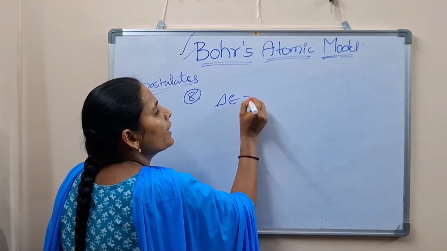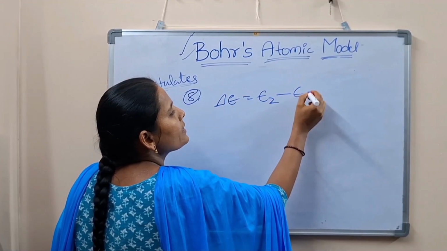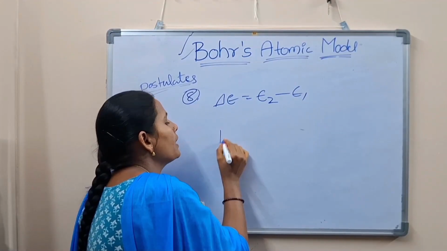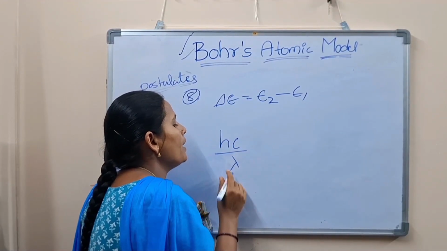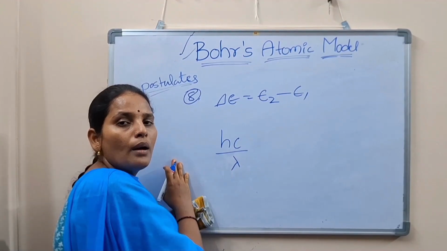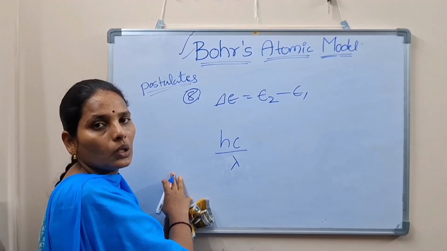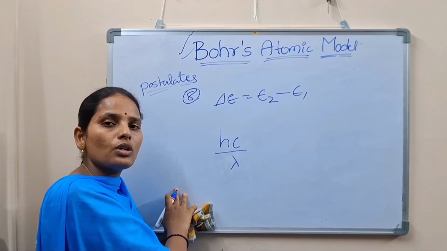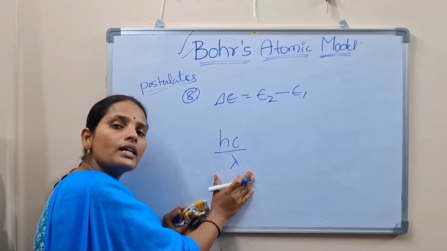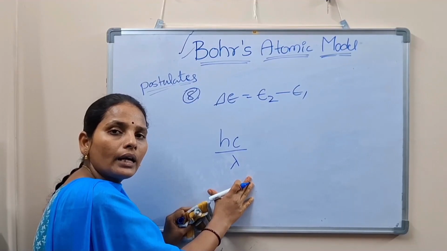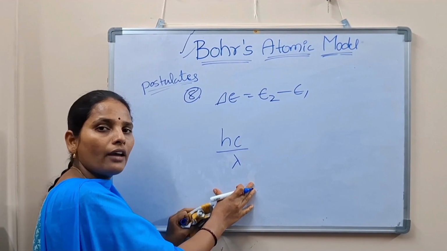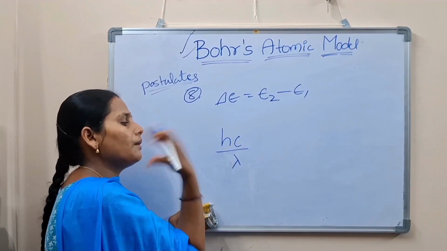Here delta E equal to E2 minus E1. Here delta E is nothing but hc by lambda. We have seen hc by lambda in previous classes, like the particle nature of the electron. Electromagnetic radiation has this hc by lambda formula; we have seen that electromagnetic radiation has both particle nature and wave nature. From that we are extracting the hc by lambda.